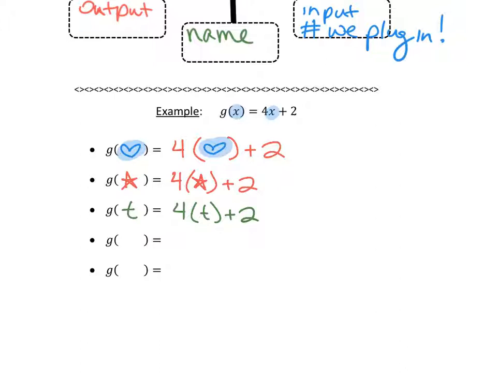Or if it's something complicated, not a big deal. Let's say it's literally my name. G of Quigley, or Quig, because it's shorter. Whatever's in that parentheses is what you plug in. So in this equation, you'd write down 4 parentheses Quig plus 2. Whatever is in that parentheses is exactly what you're plugging in. Easy, right? So what if it's a number? Do we panic? No, don't panic. If it's a number that's in there, you're still just plugging it in. 4 parentheses 3 plus 2.